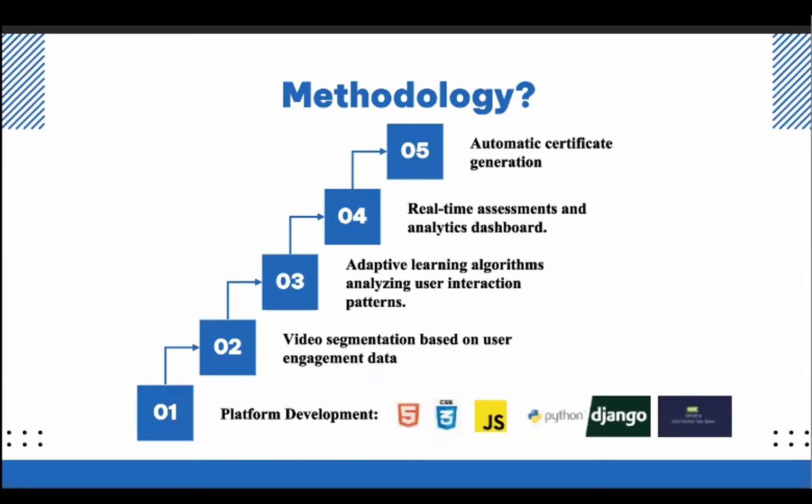The algorithms that we have used are adaptive learning algorithms for user interaction patterns. We use the Tesseract library for text extraction, FFmpeg for dividing the video into multiple sections, and the Transformers library for understanding the sentiment and analyzing the patterns of the user, what he is doing when the video is paused. Real-time assessments and an analytical dashboard are also provided, where the user can see his progress, how he has been following the lectures.